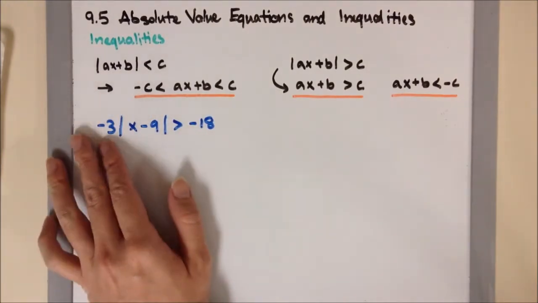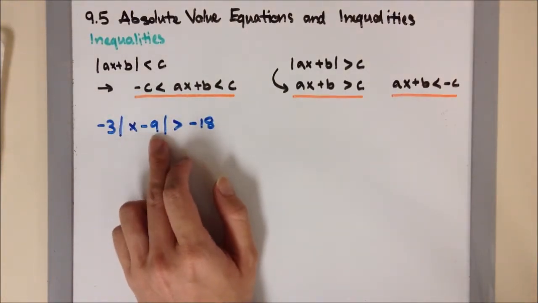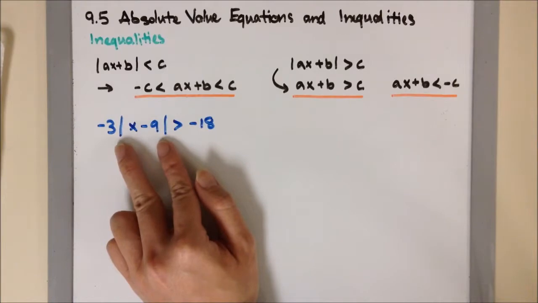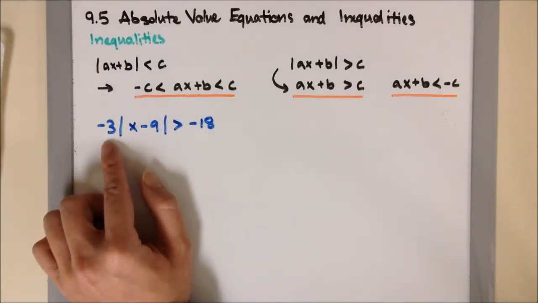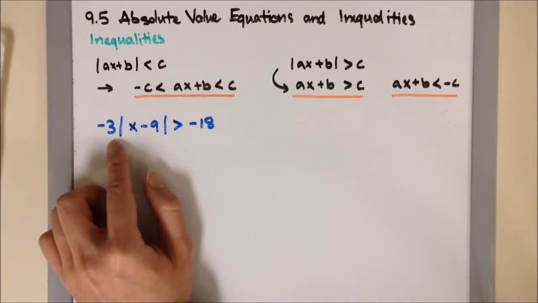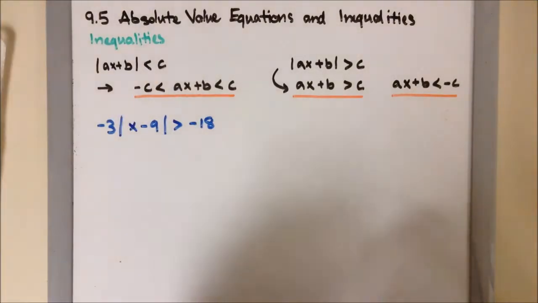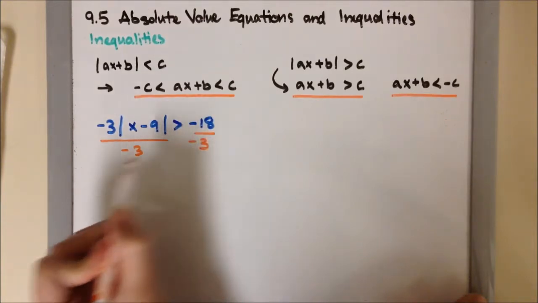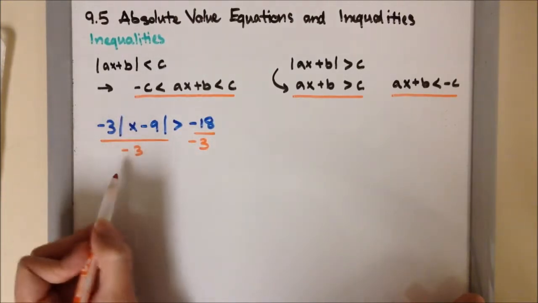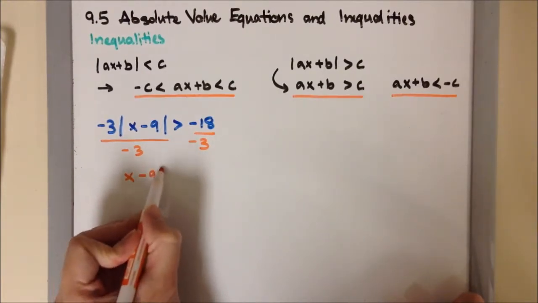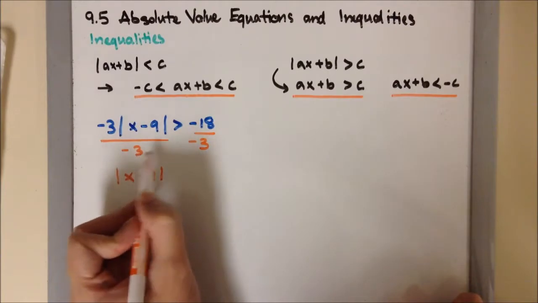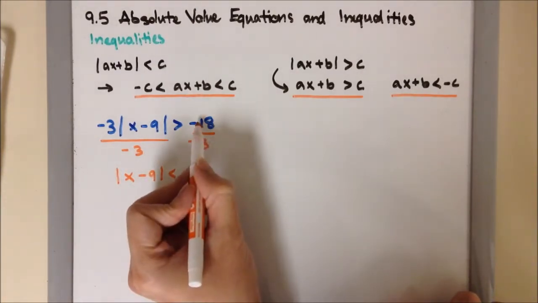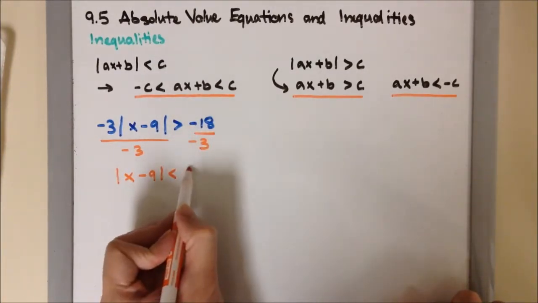In example 1, we have negative 3 times the absolute value of x minus 9 greater than negative 18. So just like an absolute value equation, you want to get the absolute value by itself. In order to get rid of this negative 3, since it's directly in front, it's multiplying. The opposite is to divide. So I'm going to divide both sides by negative 3. So when I divide, negative 3 and negative 3 becomes 1. I am left with absolute value of x minus 9. Now don't forget, since I divided both sides by a negative number, I'm going to flip the inequality sign like this. And then on the right, negative 18 divided by negative 3 is a positive 6.